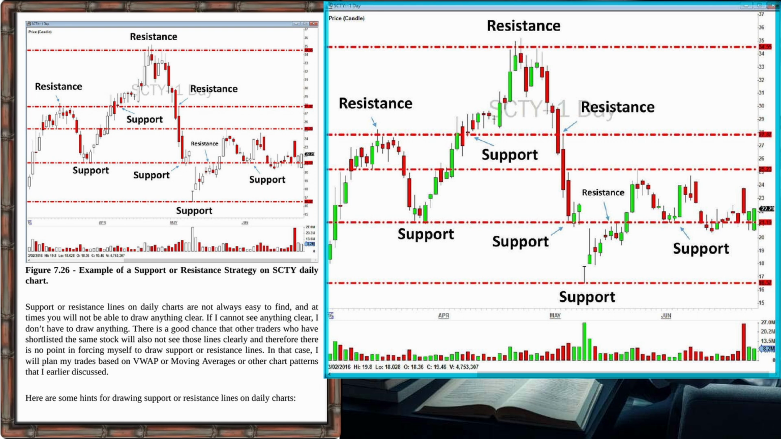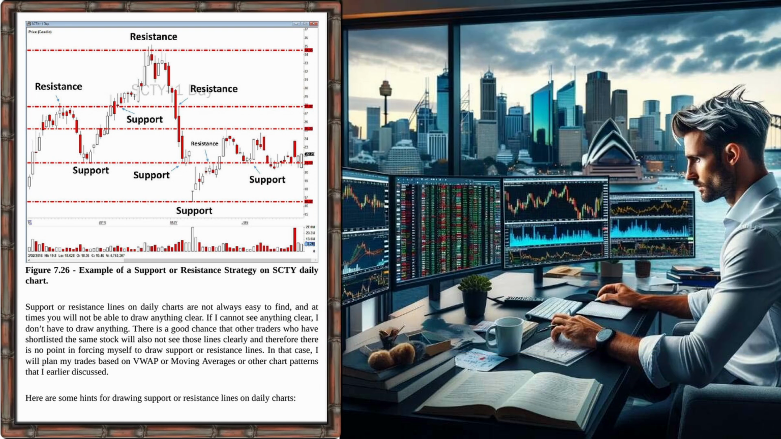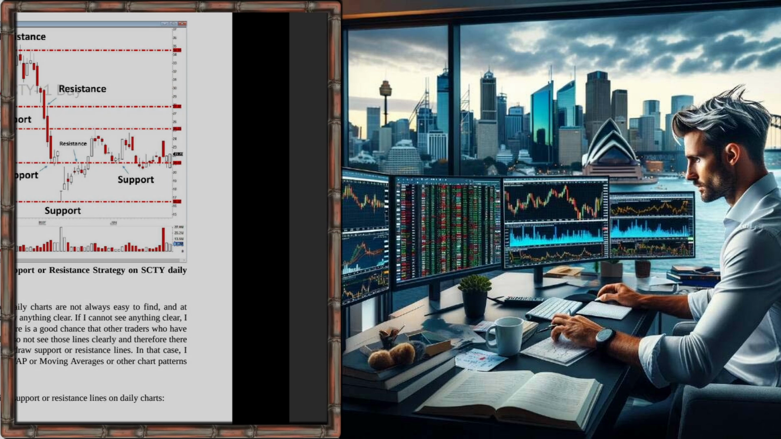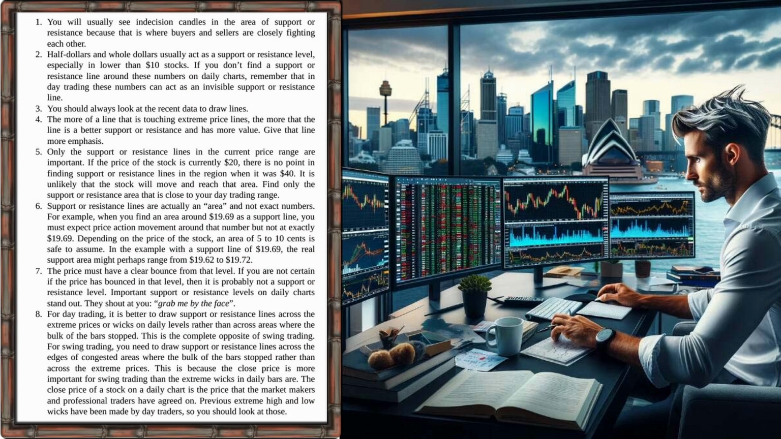In that case, I will plan my trades based on VWAP or moving averages or other chart patterns that I earlier discussed. Here are some hints for drawing support or resistance lines on daily charts. 1. You will usually see indecision candles in the area of support or resistance because that is where buyers and sellers are closely fighting each other. 2. Half dollars and whole dollars usually act as a support or resistance level, especially in lower than $10 stocks.